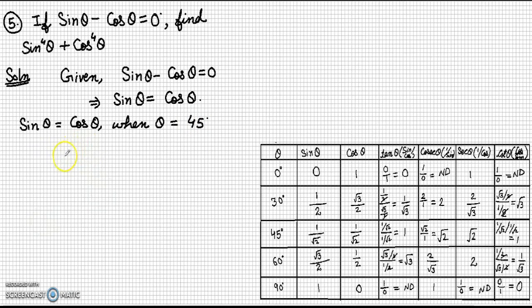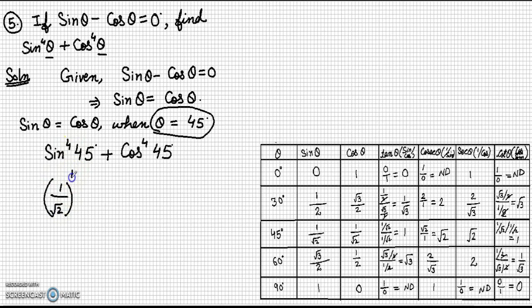So we can say that value of theta in this case is 45 degrees. So we can simply place the value of theta to find what is asked. So sin raised to the power 4 theta plus cos raised to the power 4 theta will be sin raised to the power 4 45 degrees plus cos raised to the power 4 45 degrees. And now we simply place these values from the table. So sin 45 is 1 by root 2.